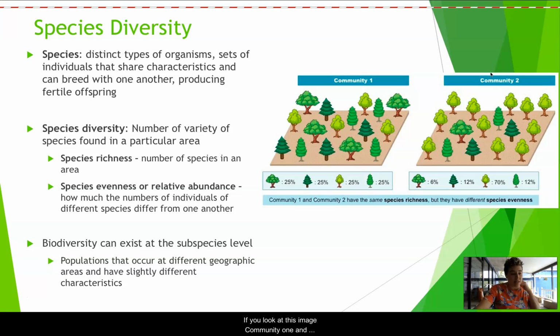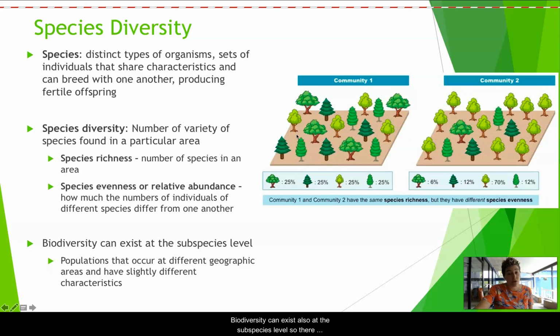If you look at this image, community 1 and community 2, you can see that community 1 has the same number of species, 4 species, as community 2, but that they have different evenness. So the species richness is the same, but the evenness is different. In community 1, they're equally divided between the 4 different species. In community 2, 70% of the species are this one type of tree. So they have different relative abundance or evenness.